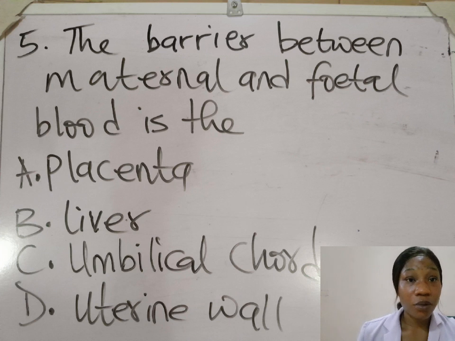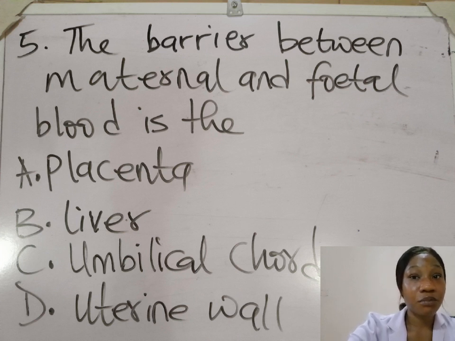Alright, so question number 4. The next question says the barrier between maternal and fetal blood is: option A, the placenta; B, the liver; C, the umbilical cord; D, the uterine wall.